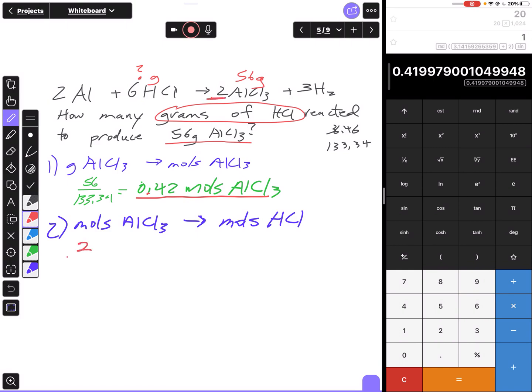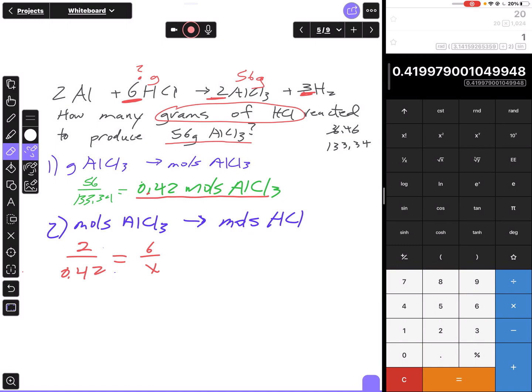So I'm going to put 2 over how many moles I actually have, which is 0.42, equals, and I'm going to moles of HCl. So I look at the coefficient in front of HCl, which is a 6. So that'd be 6 over X. So what I'm saying is every time 2 moles of AlCl3 are produced, 6 moles reacted. Well, how about if 0.42 moles were produced? X is going to tell me how many moles of HCl reacted to get 0.42 moles of that.